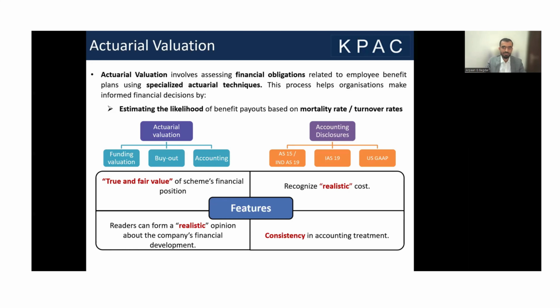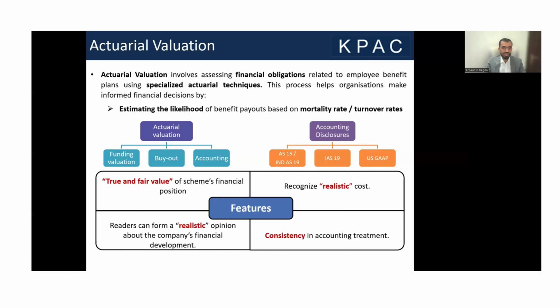So there are different types of actuarial valuations that can be performed with respect to an employee benefit scheme. Funding valuation: the purpose is to determine the level of funds which are required to maintain the scheme solvency. Buyout valuation, wherein the objective is to determine the price of securing the benefits completely with an insurance company.